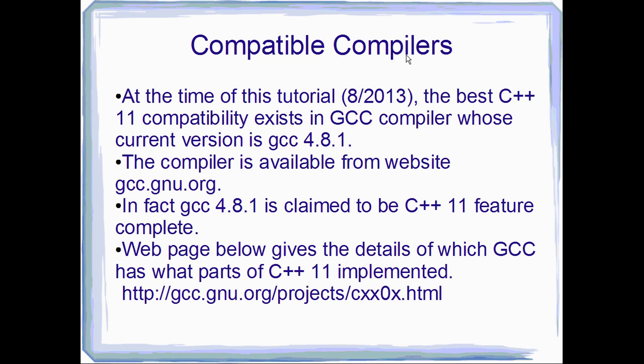Okay, what are the compatible compilers that are usable to study and learn C++ 11? At the time of this tutorial, which was done in August 2013, the best C++ 11 compatibility exists in the GCC compiler, whose current version is GCC 4.8.1. This compiler is available from the website gcc.gnu.org. In fact, GCC 4.8.1 is claimed to be C++ 11 feature complete.